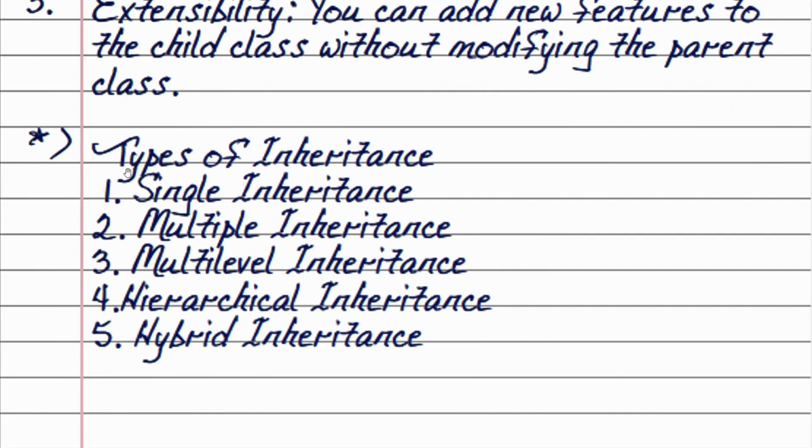The next point is types of inheritance. First is single inheritance, then multiple inheritance, multi-level inheritance, hierarchical inheritance, and hybrid inheritance. These are the 5 types of inheritance. We will see these types of inheritance in further videos. This was the introductory part of inheritance.